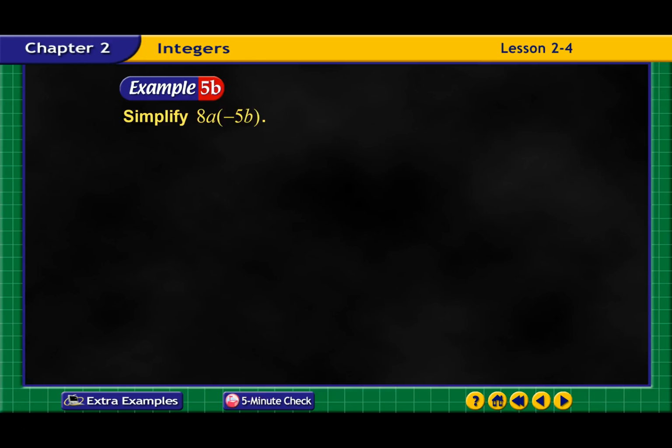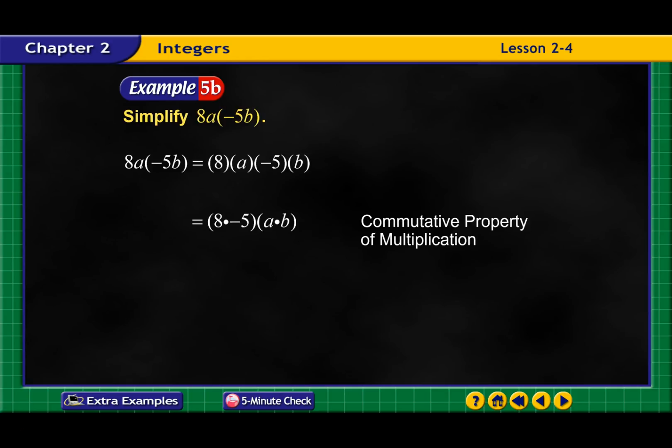All right, simplify 8a times -5b. So they're going to split it all out into 4 different things here. So 8 times a times -5 times b. So then we can use the commutative property to tack together the 8 and the -5 and the a and the b.